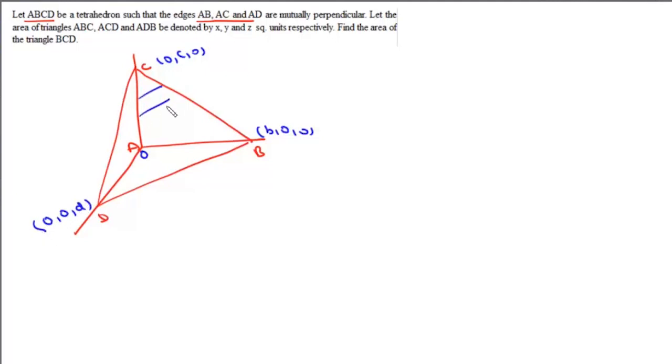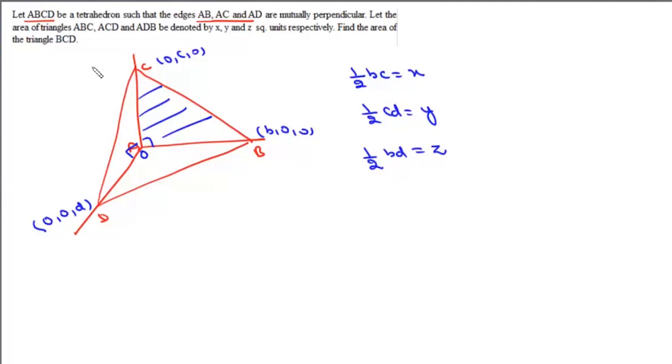Now it says, let area of triangle ABC. Now area of this triangle ABC is 1 by 2 BC, and it says it is X. Then area of triangle ACD. Area of triangle ACD is this triangle. So it will be 1 by 2 CD, which is Y. And then ADB. ADB is 1 by 2 BD, and it is equal to Z. Now it says find the area of triangle BCD.